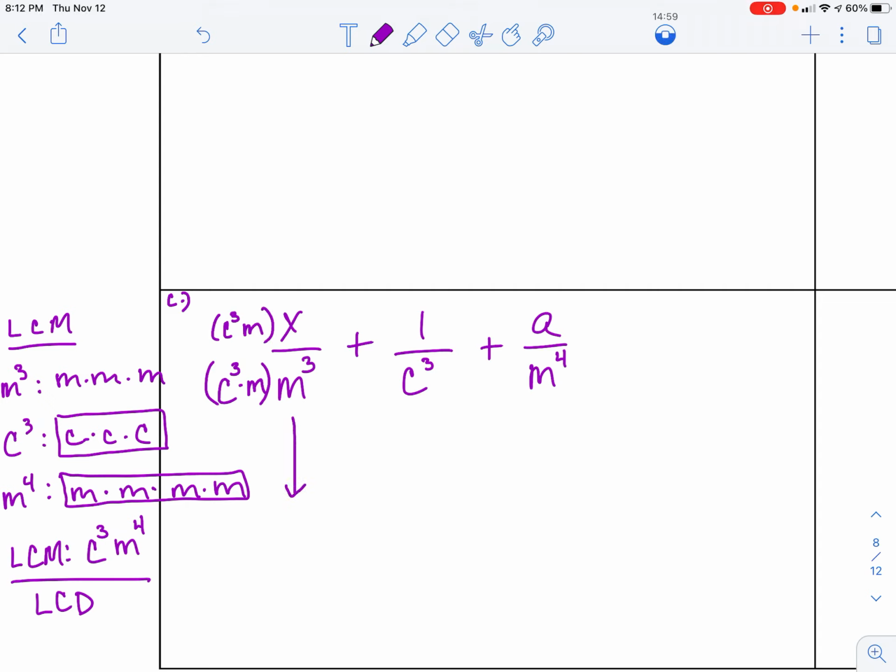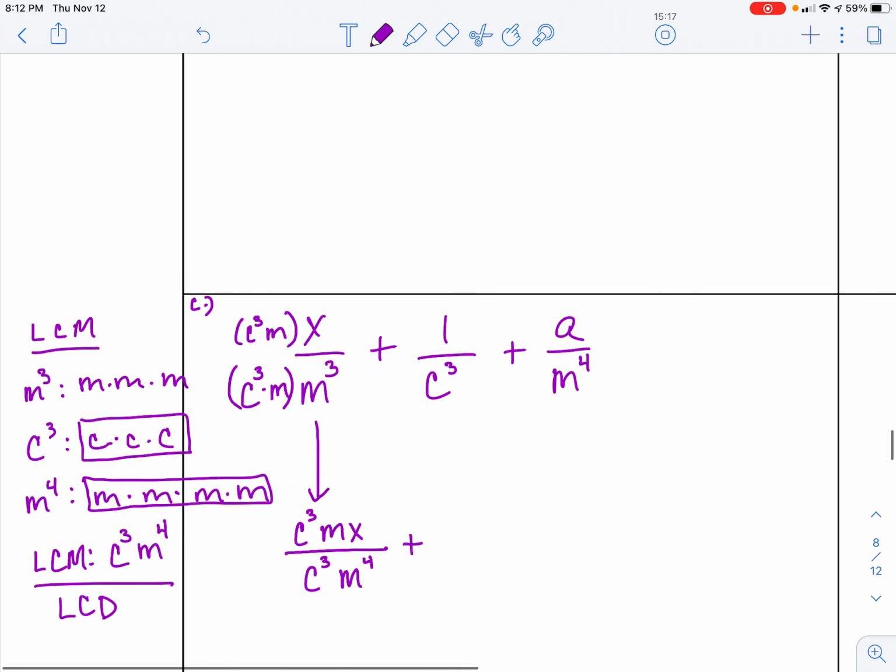Okay, and then I'm going to go ahead right down here and rewrite this. So we're going to have, if I put them in order, c to the third mx over c to the third m to the fourth plus, now let's look at the next term, 1 over c to the third. It needs to be c to the third m to the fourth. Well, you've already satisfied the c to the third, so we need to multiply it with m to the fourth, in the denominator and your numerator.